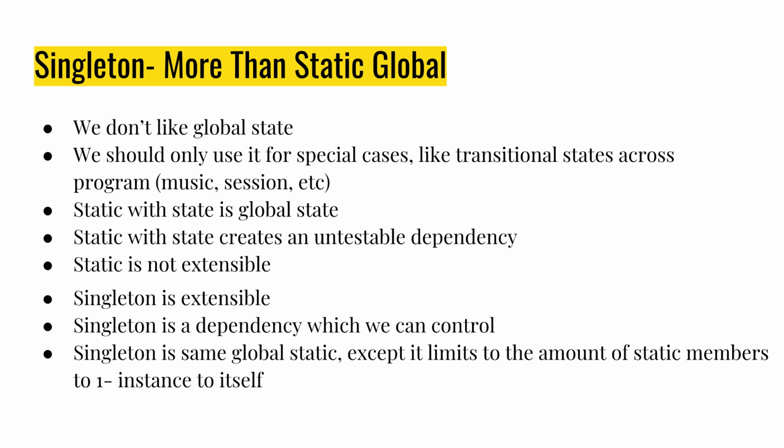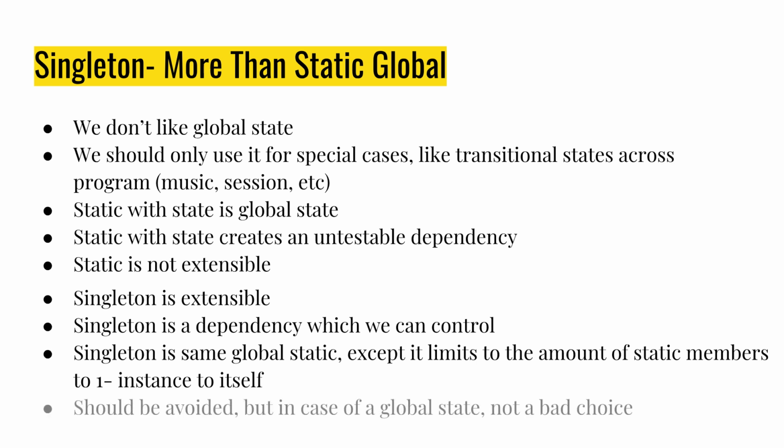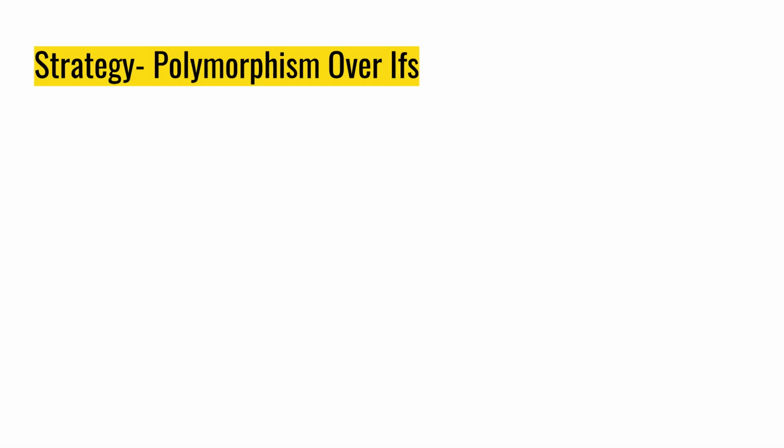And another benefit is that with singleton we have only one static instance of a member, one static member, and with static class we have all static members. So it's nicer to have a limitation to a single static thing. And again, it should be avoided, but if needed, it's not a bad choice.